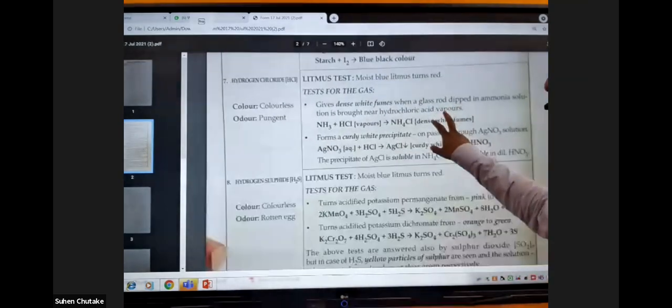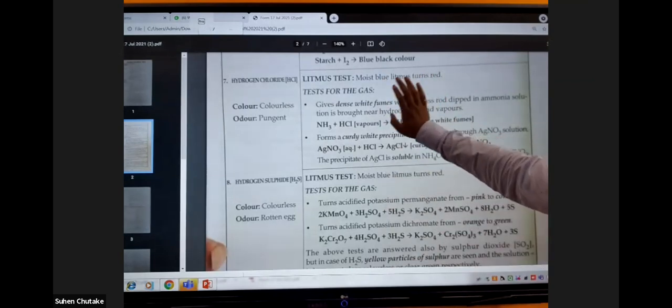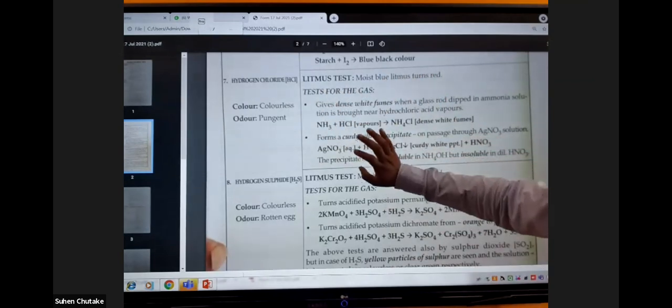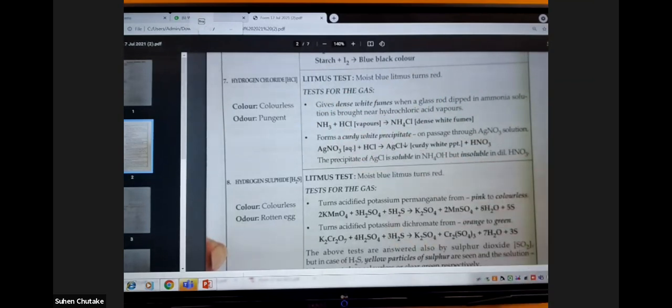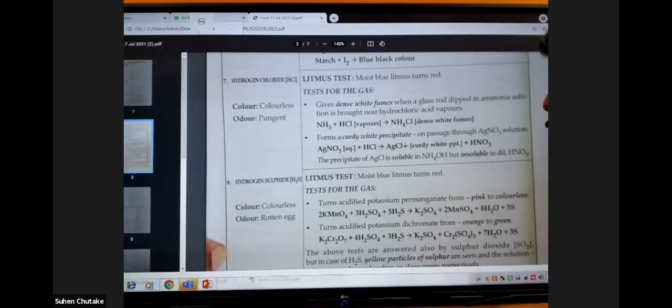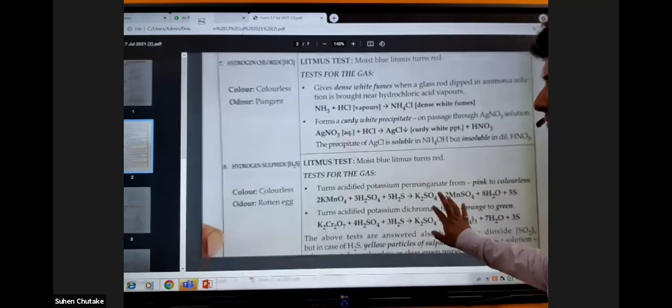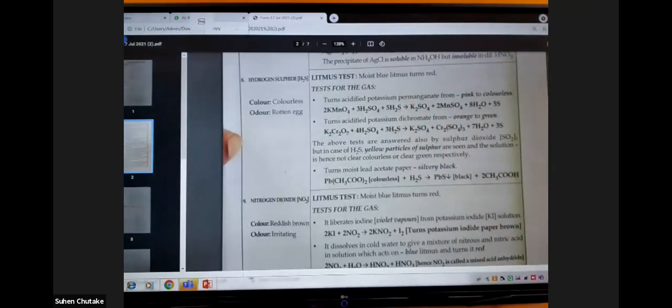Then hydrogen chloride: it's acidic, so it will turn moist blue litmus red, and the odor is pungent, colorless. Ammonia plus HCl will give you dense white fumes, hence you can understand that HCl is there. With AgNO3, it will give you a white precipitate of AgCl, hence you can understand that HCl was present.